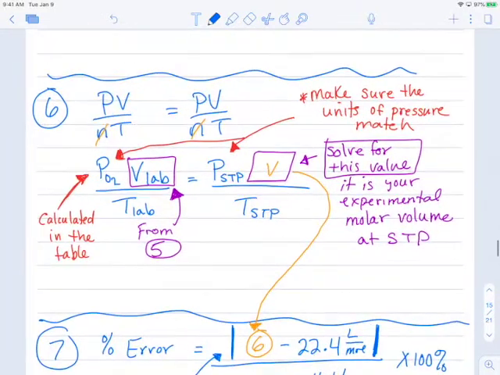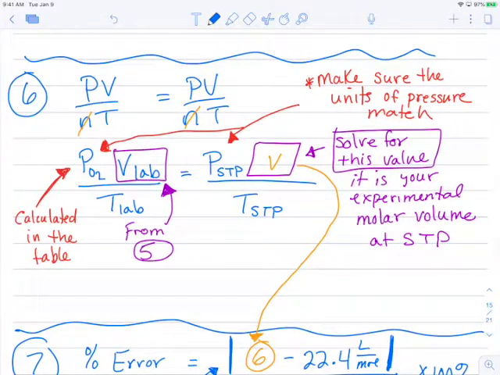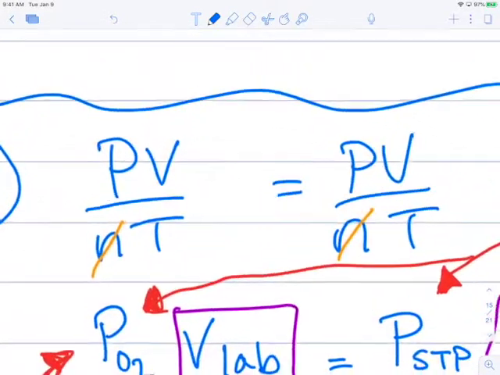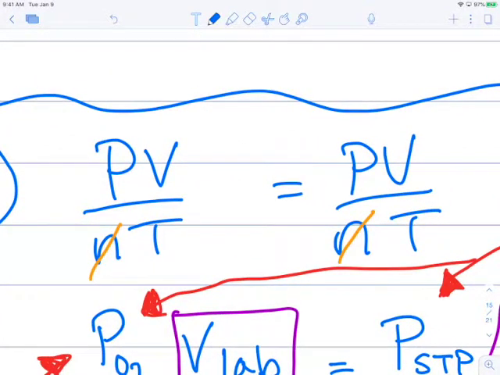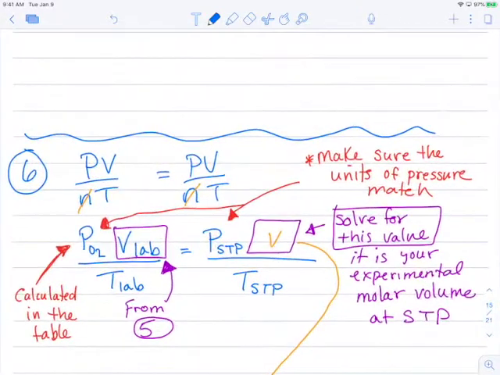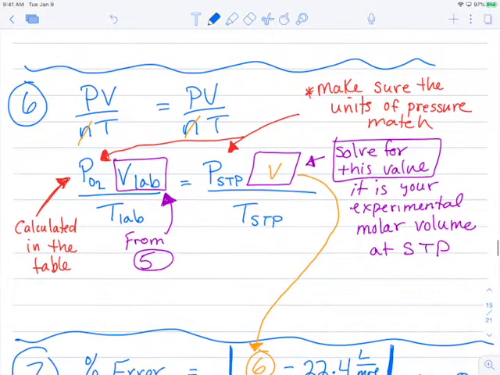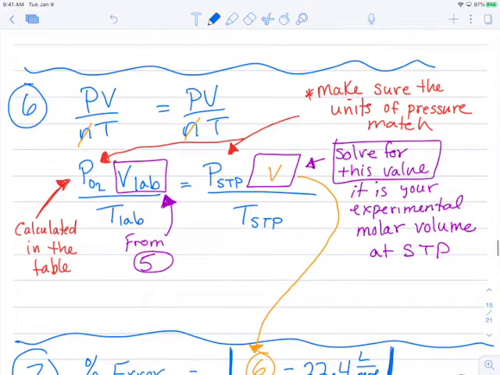Now here is 6. So if you remember way back to last class, we talked about our favorite equation, PV over NT equals PV over NT. And in this case, we have the same number of moles, so we have crossed out the moles, and we end up with our combined gas law, which is PV over T equals PV over T. Now here, in number 5, you calculated what I called V for the lab. So that is the volume for the lab in liters per mole.